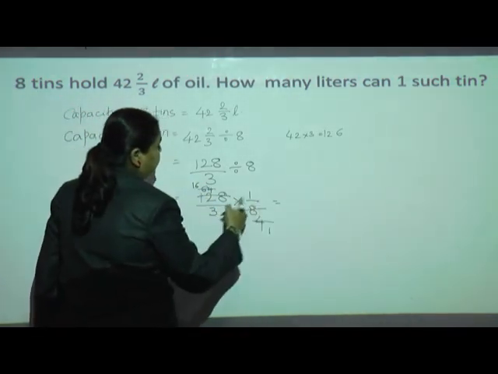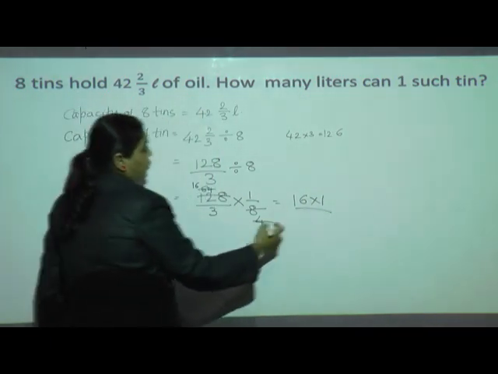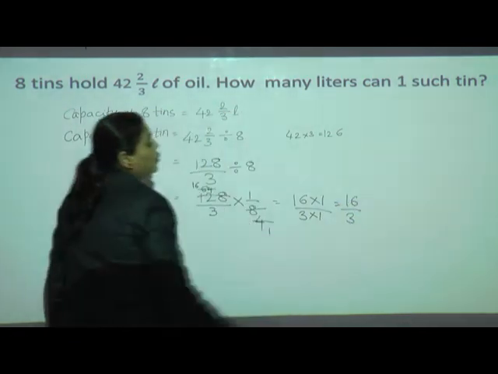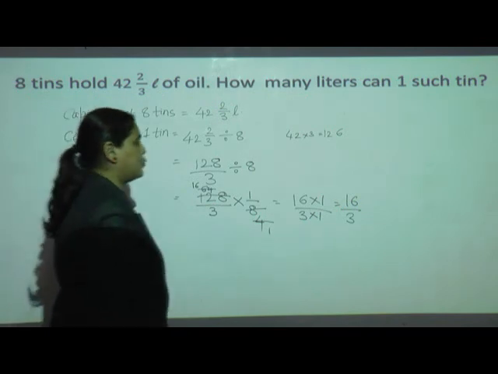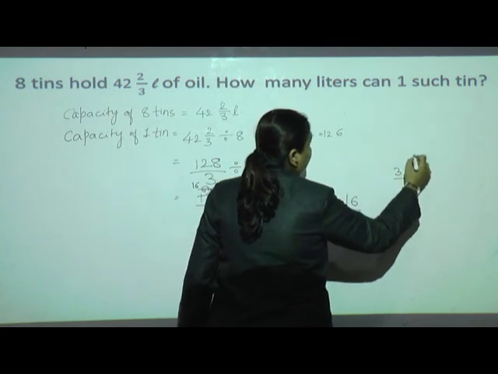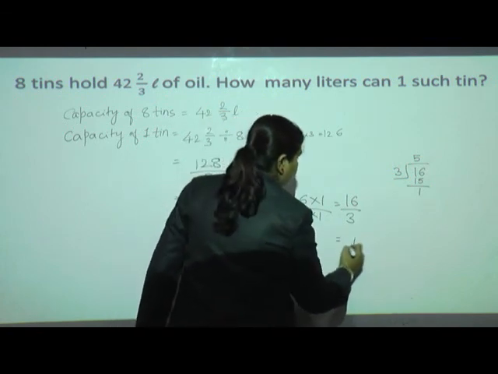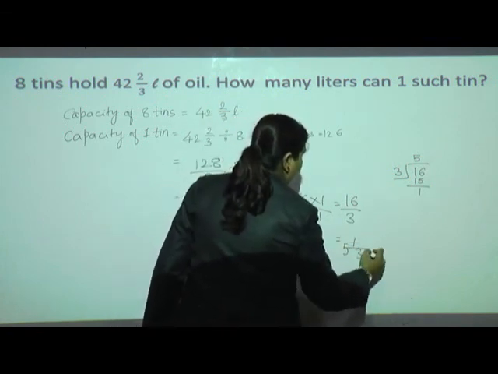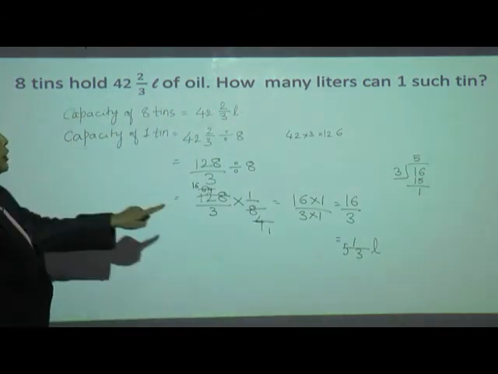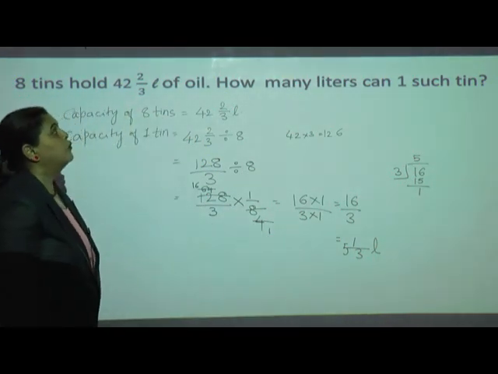It will be 16 multiplied by 1. Here we have 3 multiplied by 1. You know 16 ones are 16, so 16/3. Now it is an improper fraction, so we have to convert it into a mixed fraction. So 16 divided by 3. 5 threes are 15 and here will be 1 left. So how will we write this? It is 5 and 1/3. This is the capacity of 1 tin, which will hold 5 1/3 liters.